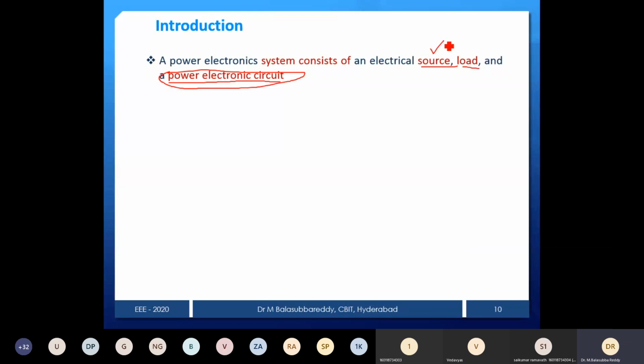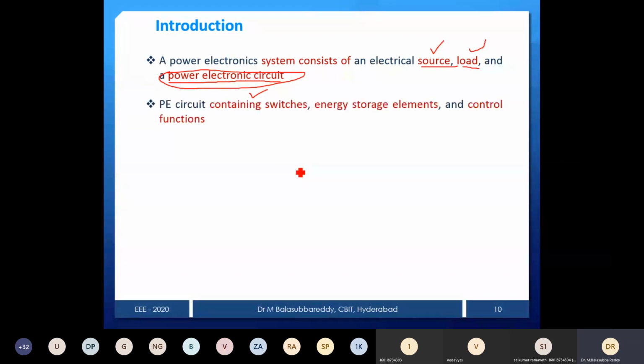So source is known and load is known, and there is power electronics, there are different controllers. Any controller you take consists of only some components. Those components are switches, not ordinary switches. What are the power electronics switches? It may be transistor, MOSFET, IGBT, SCR, or many things.